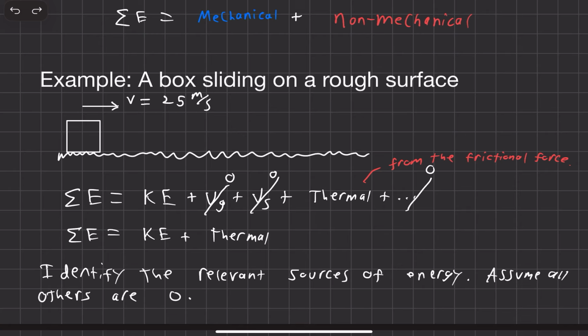Now, if we did have a spring attached to this, if this object was attached to a spring and the spring was allowed to be compressed, then maybe not at the beginning, but maybe later when it compresses the spring, it's going to have a certain amount of potential energy due to the spring. So identify all the different sources of energy and write them all into one equation.